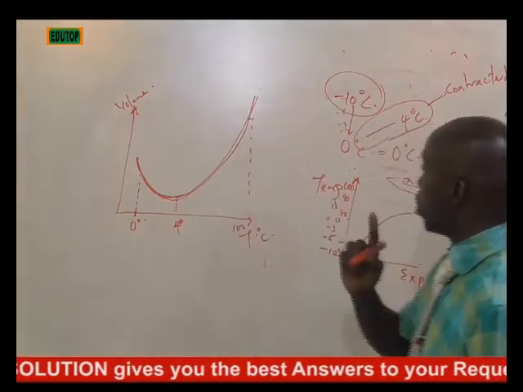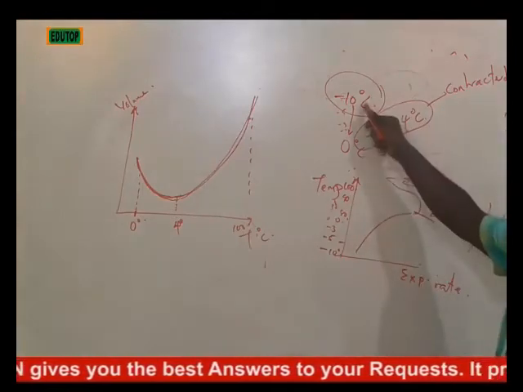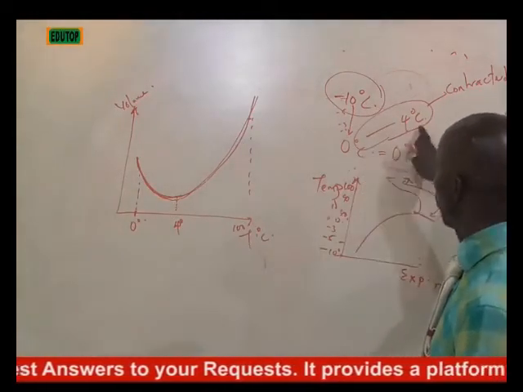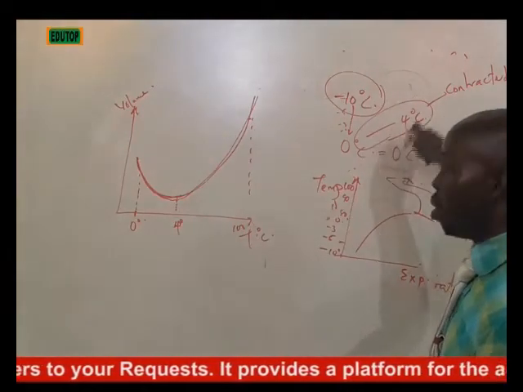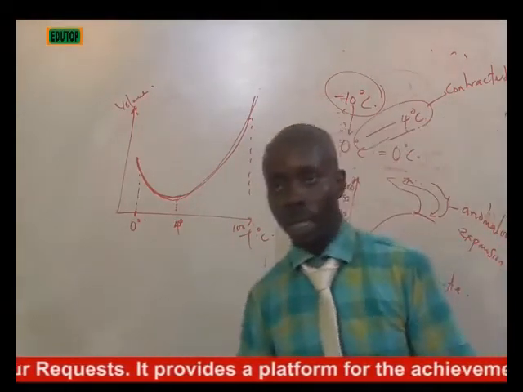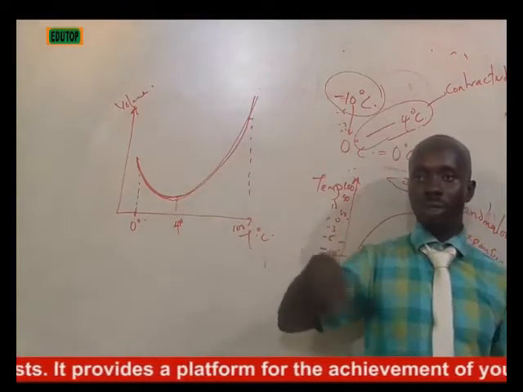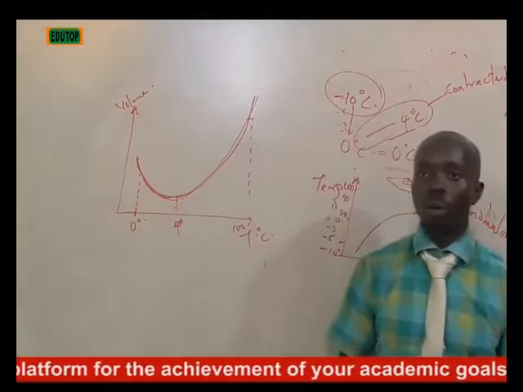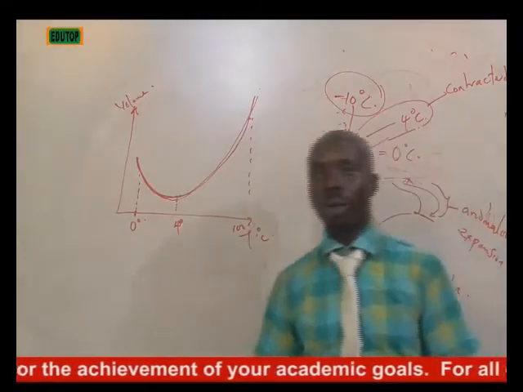So that is just the explanation of the anomalosity of water. Once again, I said from 10 down to 0, what is it doing? It's expanding. But from 0 to 4, it contracted. So from 4 upward, it begins to expand again. So that particular region of contraction of water between 0 degree to 4 degree is what we call anomalous expansion of water.